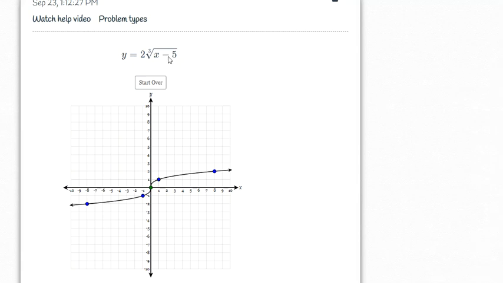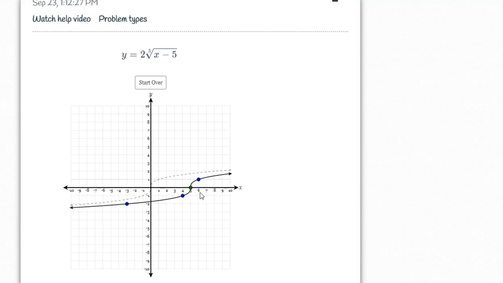So I see an x - 5 on the inside is going to take me to the right 5. And a 2 on the outside is going to be a vertical stretch of 2. So be really careful with these. So first, let's go ahead and do the x - 5. Let's go ahead and move this to the right 5. So there we go. That's nice and simple.